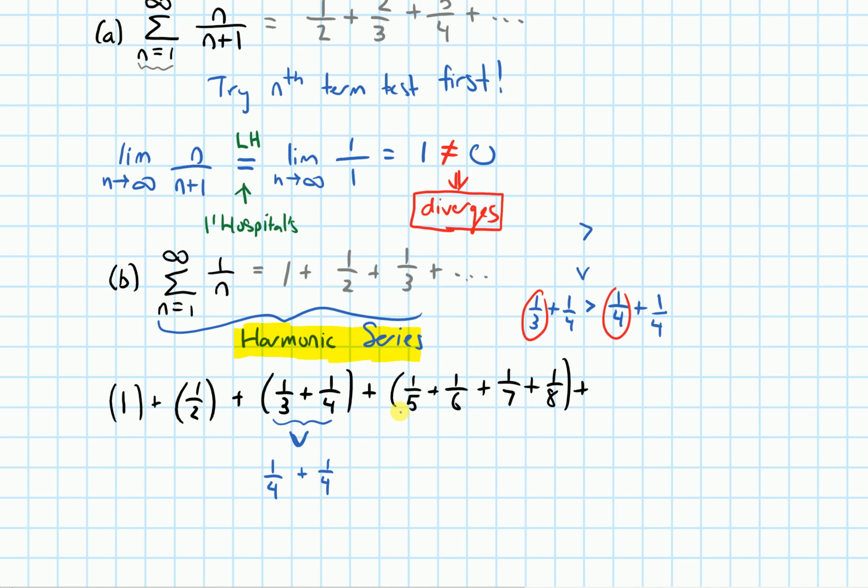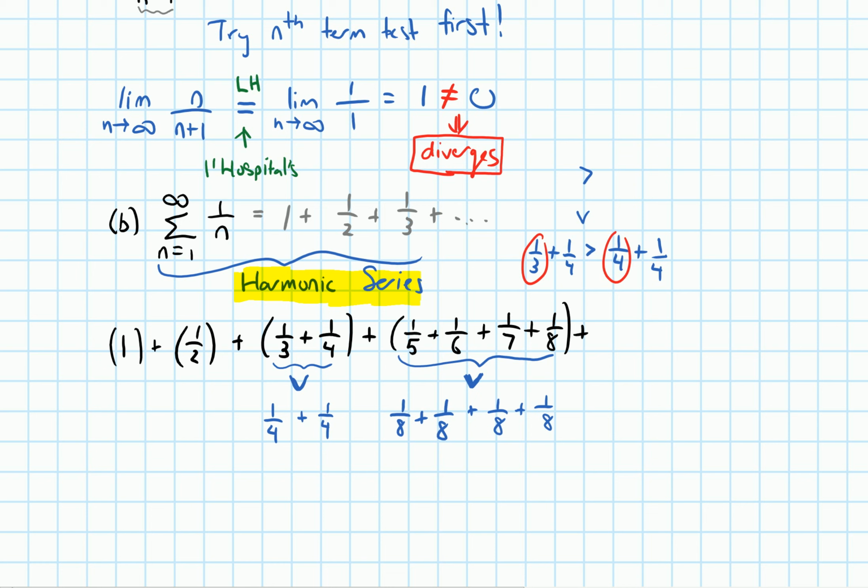Okay, so now let's do the same type of thing with these four terms. This is going to be greater than. I'm going to keep the 1/8 the same, but all the other terms, I'm going to replace them with a 1/8. Because 1/8 is less than 1/7. 1/8 is also less than this 1/6. And 1/8 is also less than 1/5. So adding up 4 1/8s overall is less than adding up 1/8 plus a 7th plus a 6th plus a 5th.